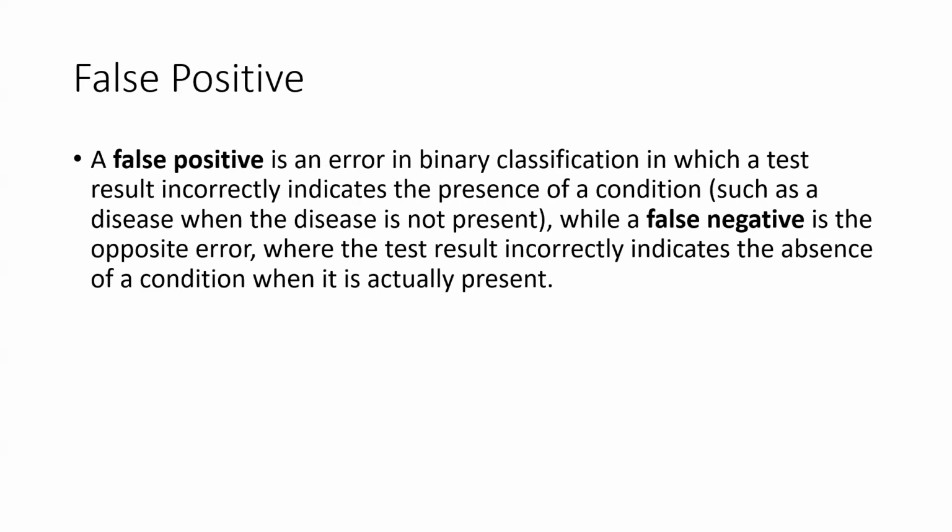Whereas a false positive is an error in binary classification in which a test result incorrectly indicates the presence of a condition, such as a disease, where the disease is not present. While a false negative is the opposite error, where the test incorrectly indicates the absence of a condition when it is actually present. So false positive and false negative.